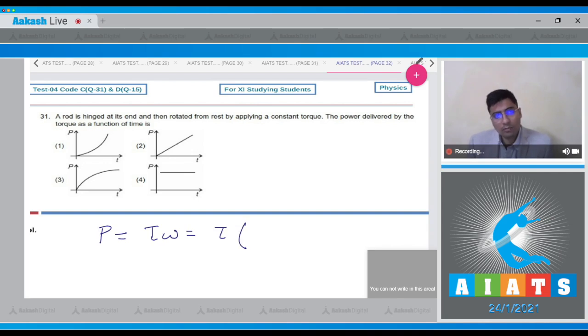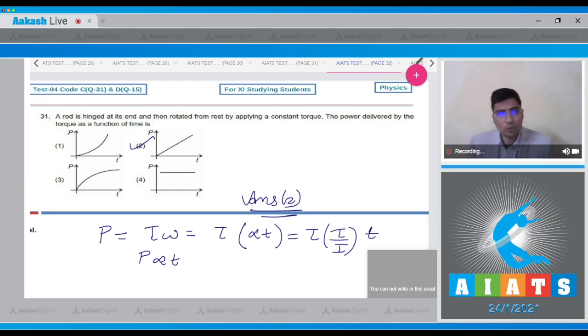Now this will be torque multiplied by omega, which is given as alpha into t, and student, alpha can be written as torque by I. So this will be torque into torque by I into t. Therefore we can see that power is directly proportional to t, and hence the graph will be linear. Meaning for this question the correct answer is option 2.